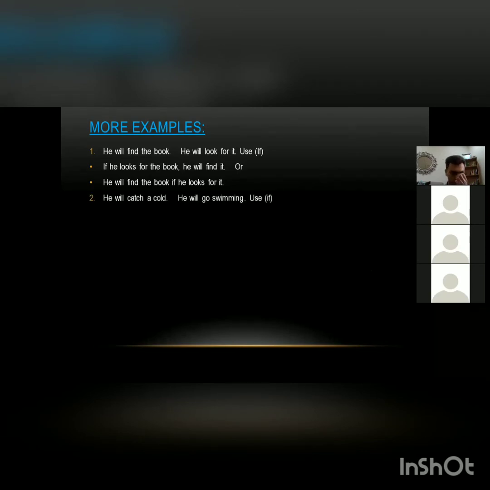The second one, he will catch a cold, he will go swimming. Use if. There is a condition, so try to identify the condition or event 1, or cause, then effect. What's the cause? What's the event 1? What's the condition? He will catch a cold if he goes swimming. So that is the condition. That is why it is the if clause, if he goes swimming.